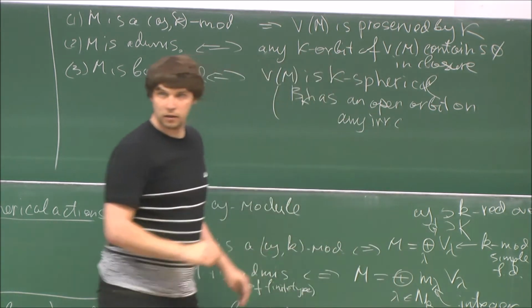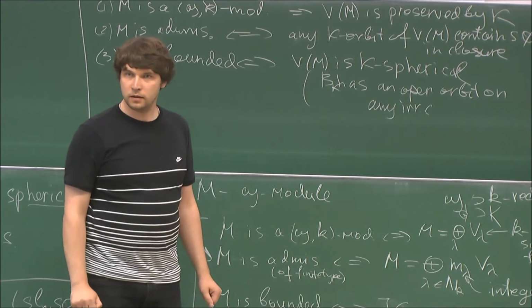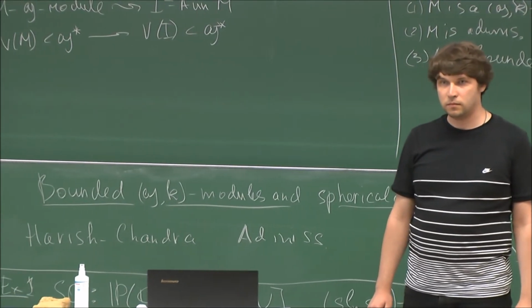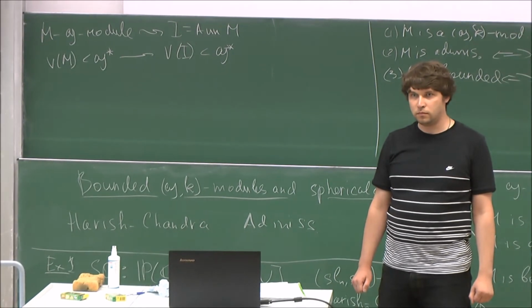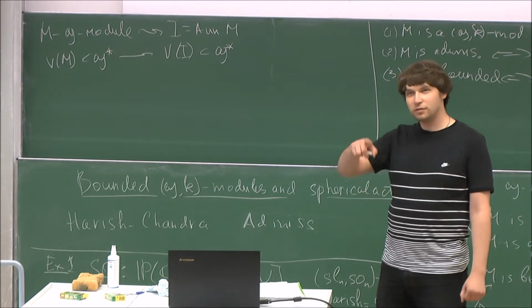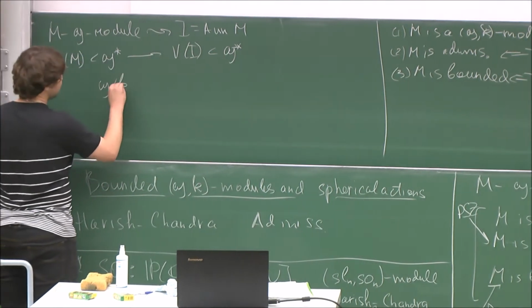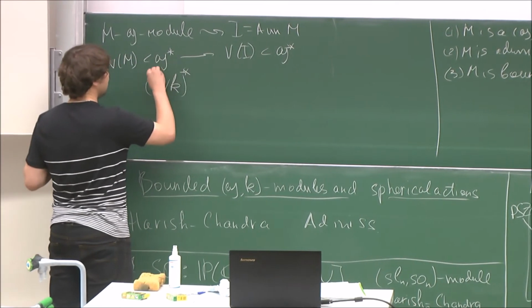Excuse me, Alexey. The variety, it really lives in the dual of the quotient of G by K. Is that correct? Okay, this is true, but there is an embedding of this into this.